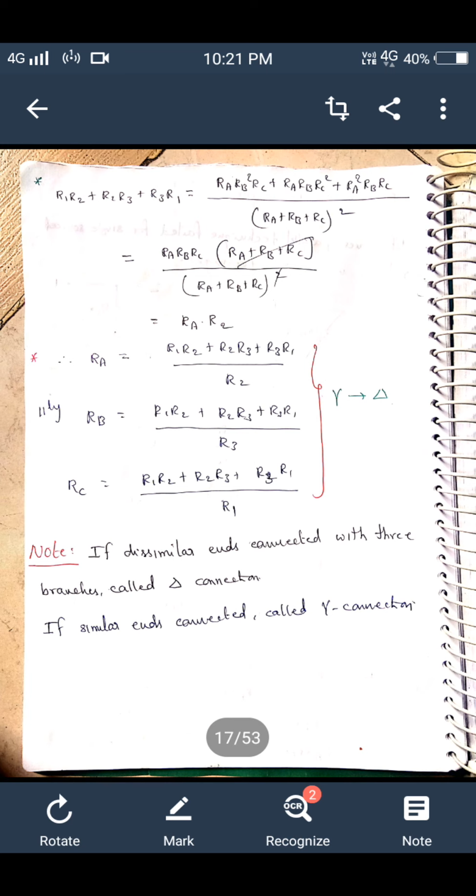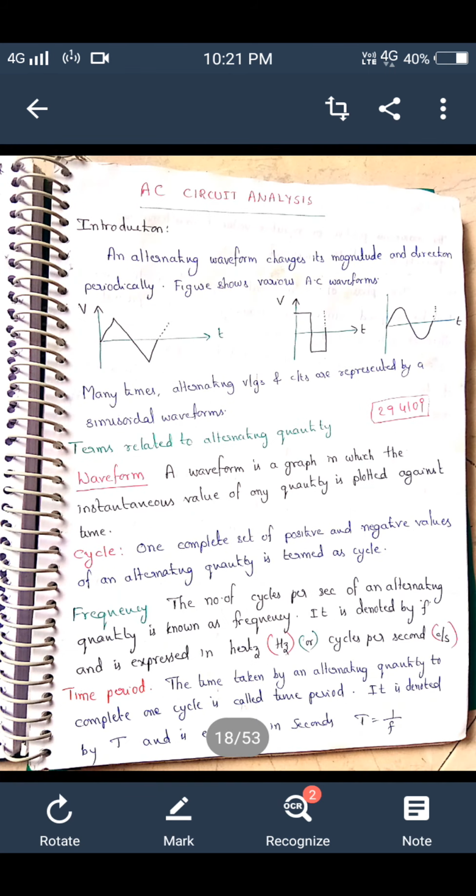Delta connection definition, star connection definition. A star connection will exist if similar ends are connected together, and a delta connection will exist if dissimilar ends are connected together. The importance of star and delta connections was studied.